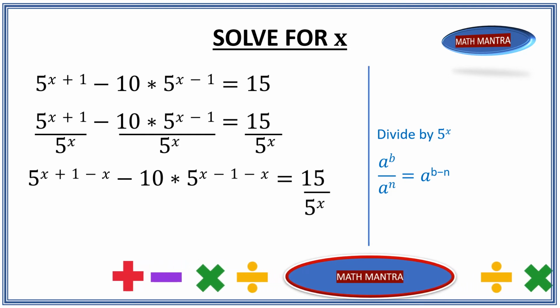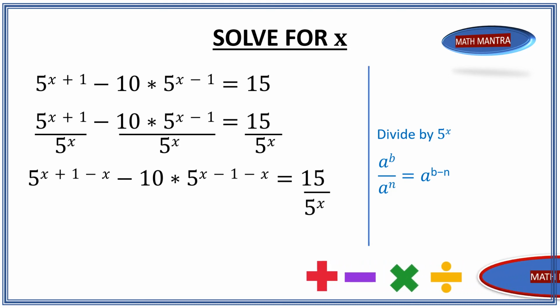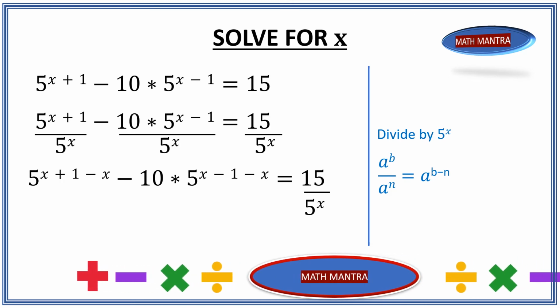Now I can actually rewrite it as 5 to the power of minus x, but in this case I'm going to keep it on the right side, because the entire reason we are doing this is that we want to cancel out everything on the left side of the equation.